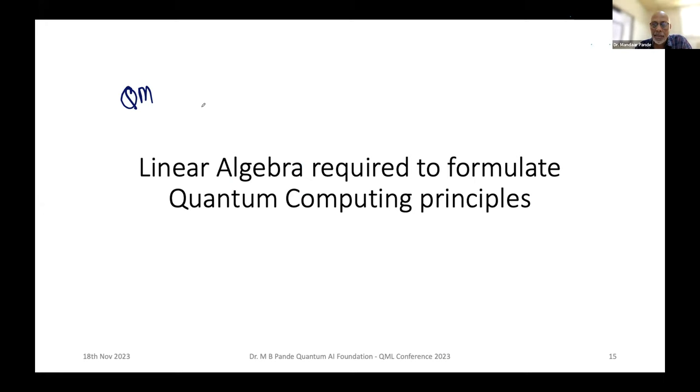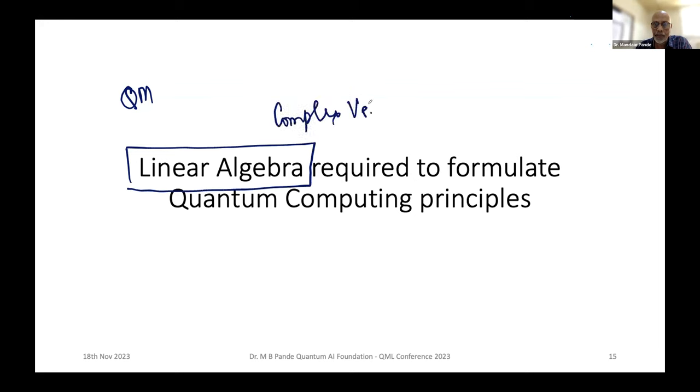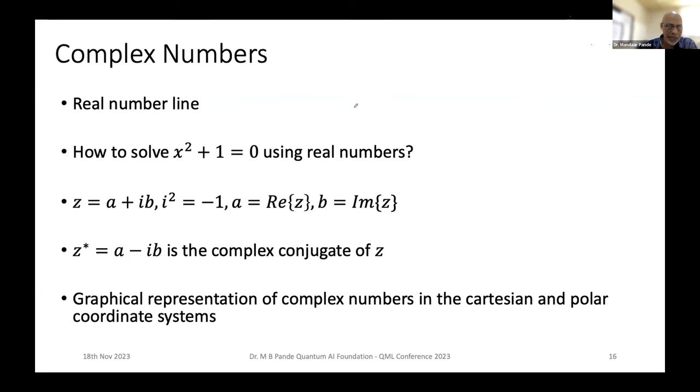So let's get to the linear algebra required. One of the biggest requirements is linear algebra, but you will be dealing with linear algebra for complex vectors, and that's the reason why I talk about complex numbers. For those who know complex numbers, nothing very difficult. Z is a complex number, which is a sum of a real number and another real number multiplied by i, where i squared is equal to -1. A is the real part of this complex number, and B is the imaginary part. Then Z star is the complex conjugate of Z. There is a lot of other material, but this is just a very high level overview.